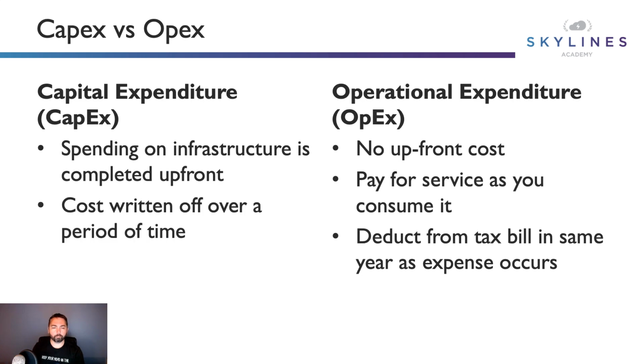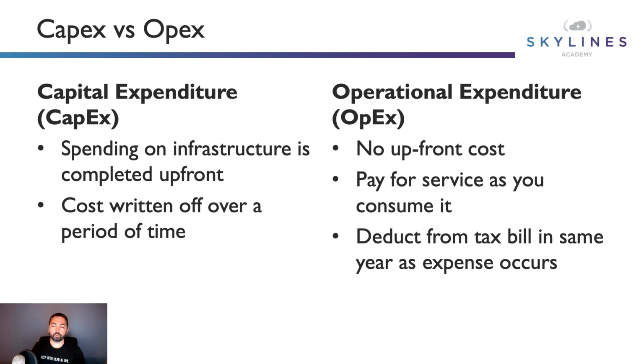Fantastic to watch. So let's just contrast Capex versus Opex again now. So Capex, this is spending on infrastructure where you do it upfront and you write those costs off over a period of time. So again, think if you want to do something in your data center, you would do a capital expenditure. You would buy that hardware, buy those storage arrays, buy those servers, pay for that upfront, and then write it off for your business over time.